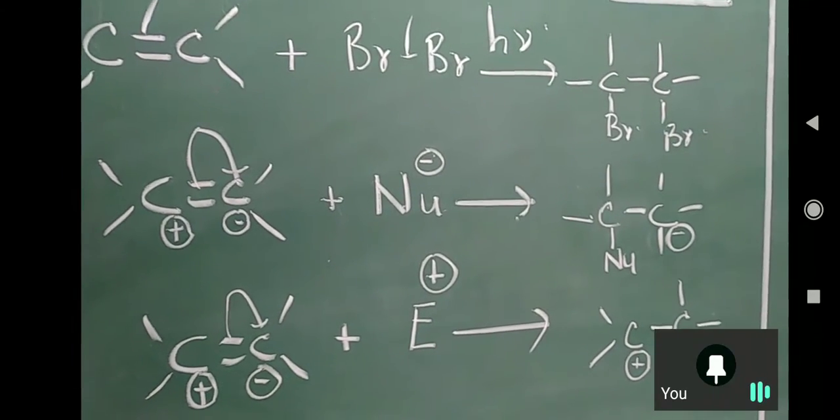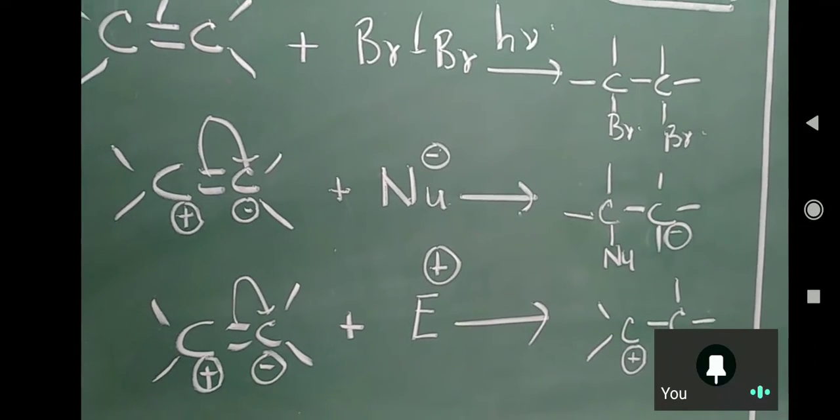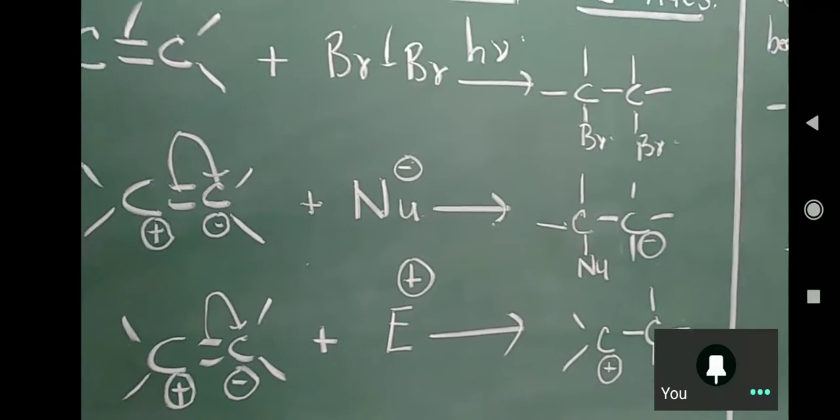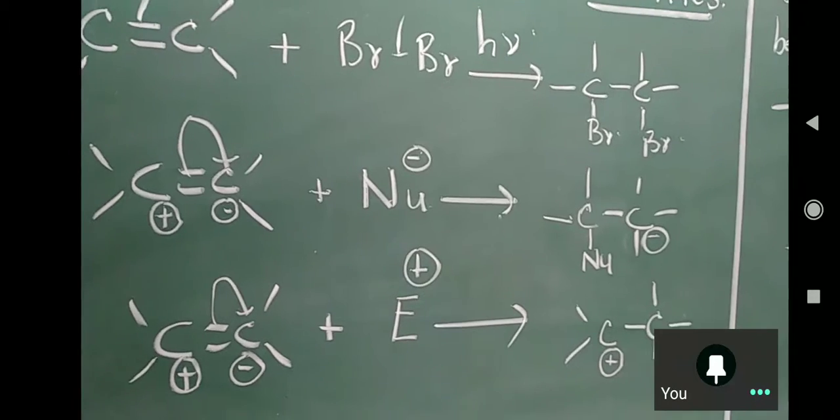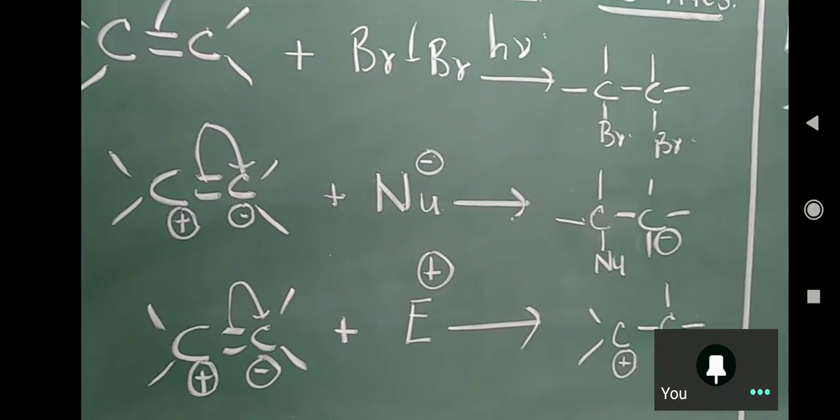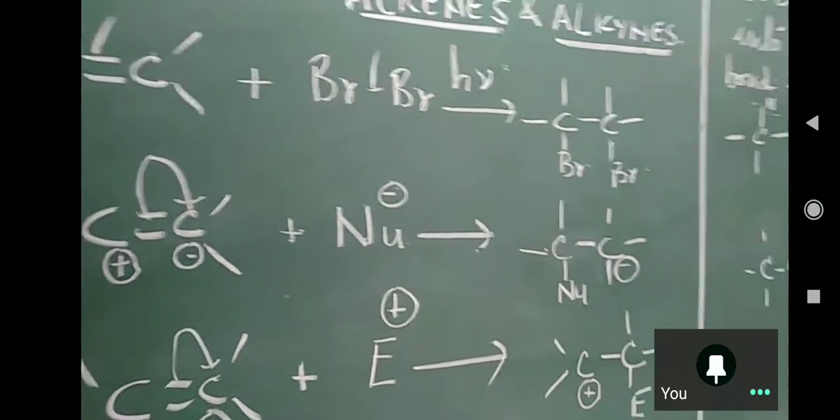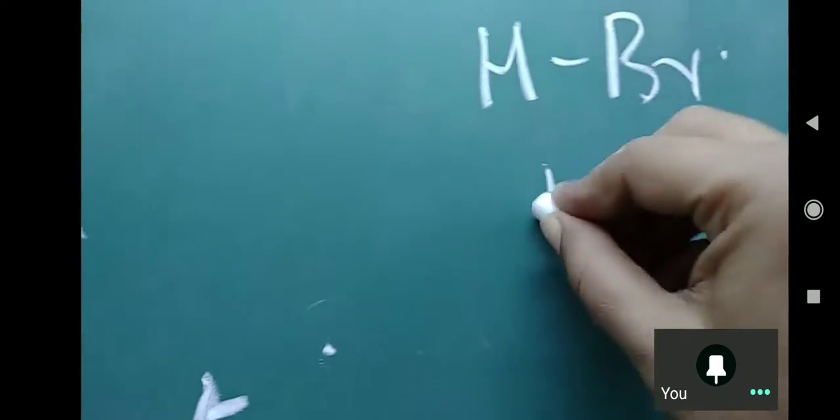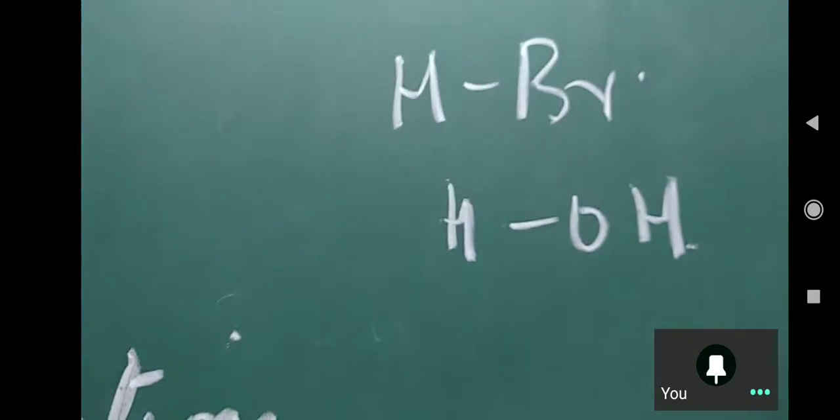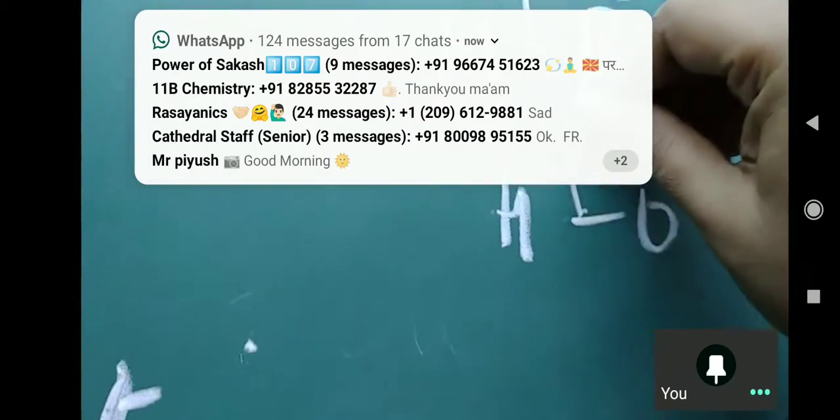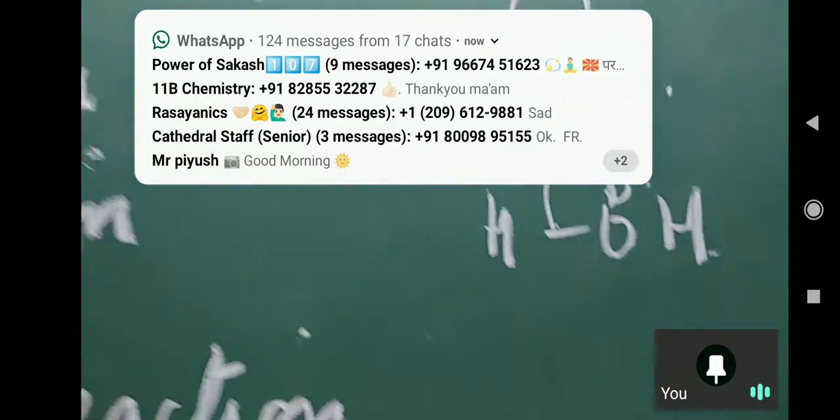Why heterolytic? Both of them have different electronegativity. Bromine is more electronegative, it takes away the electron, so it will break by heterolytic fission. Yes or no? Okay. Which molecules will break by homolytic fission? HBr, HOH. Because oxygen is more electronegative, this will break by heterolytic fission.